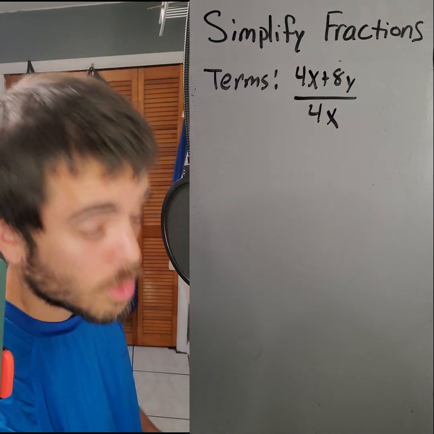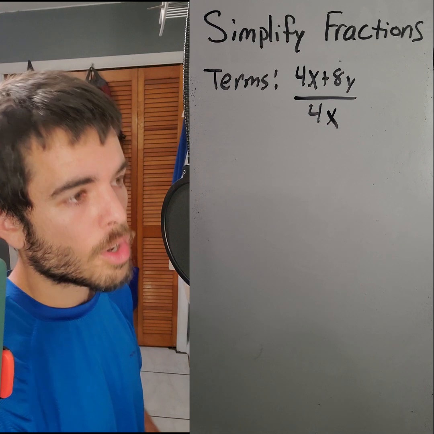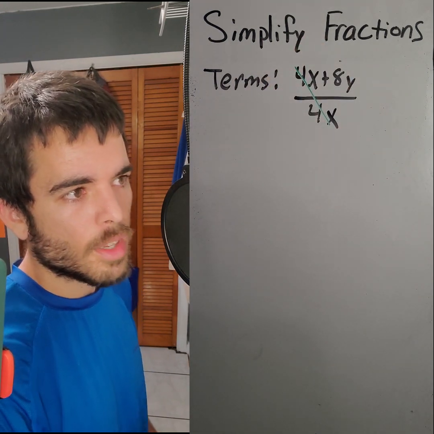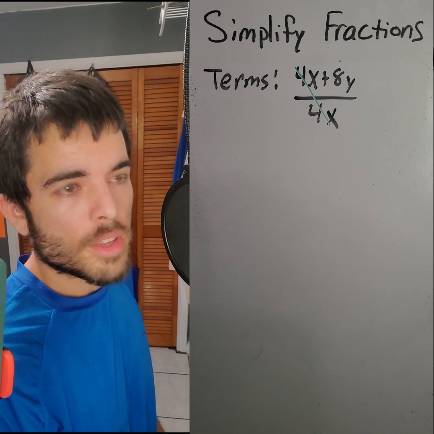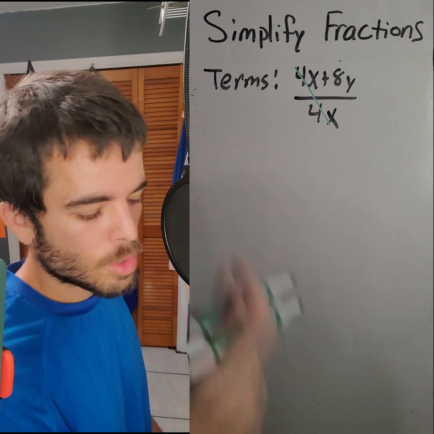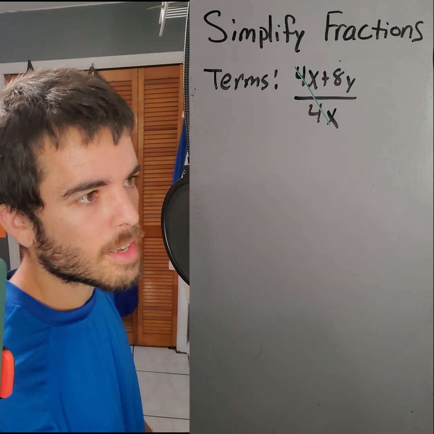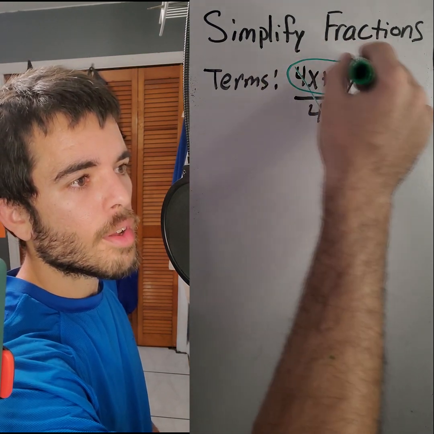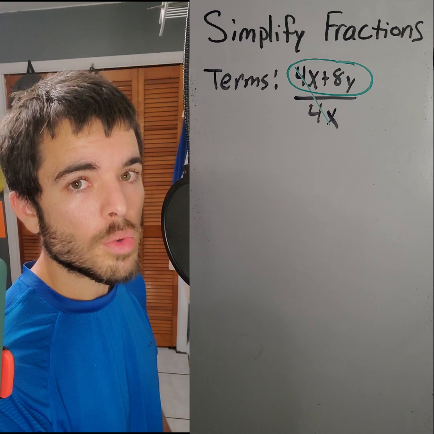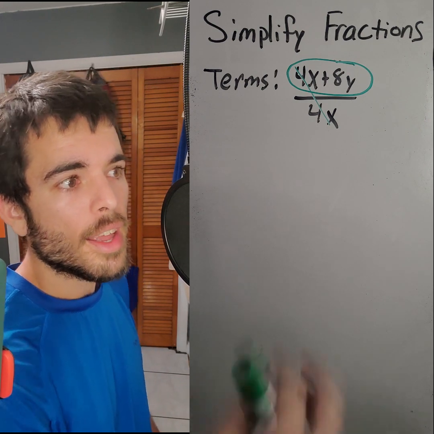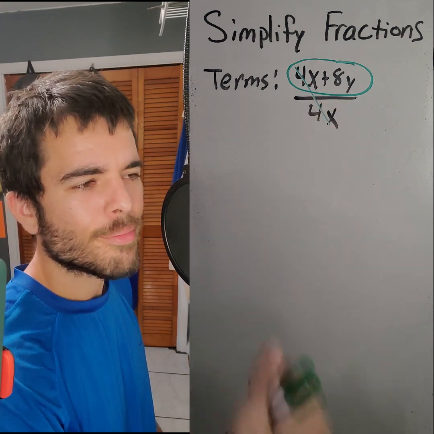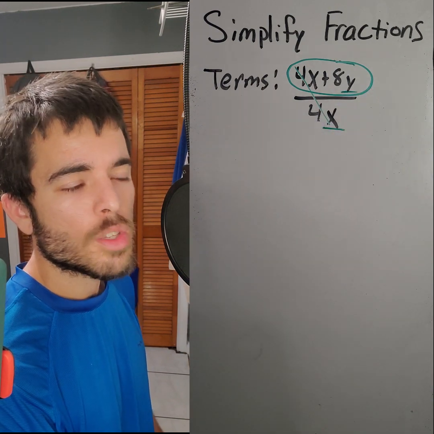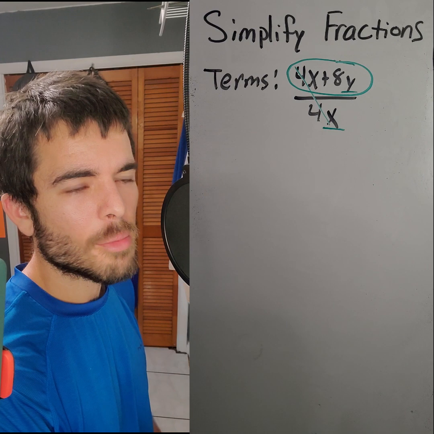A lot of students, including myself, I've been a victim of this, are going to want to cancel out the 4x's, but you can't. That's what I call cherry picking. You can't necessarily isolate those two and cancel them, because the numerator is all together with the plus 8y. You can't forget the plus 8y. Does 4x go into 8y? It doesn't, because the variables don't match. So we have a big issue here, but there is a way to simplify this.